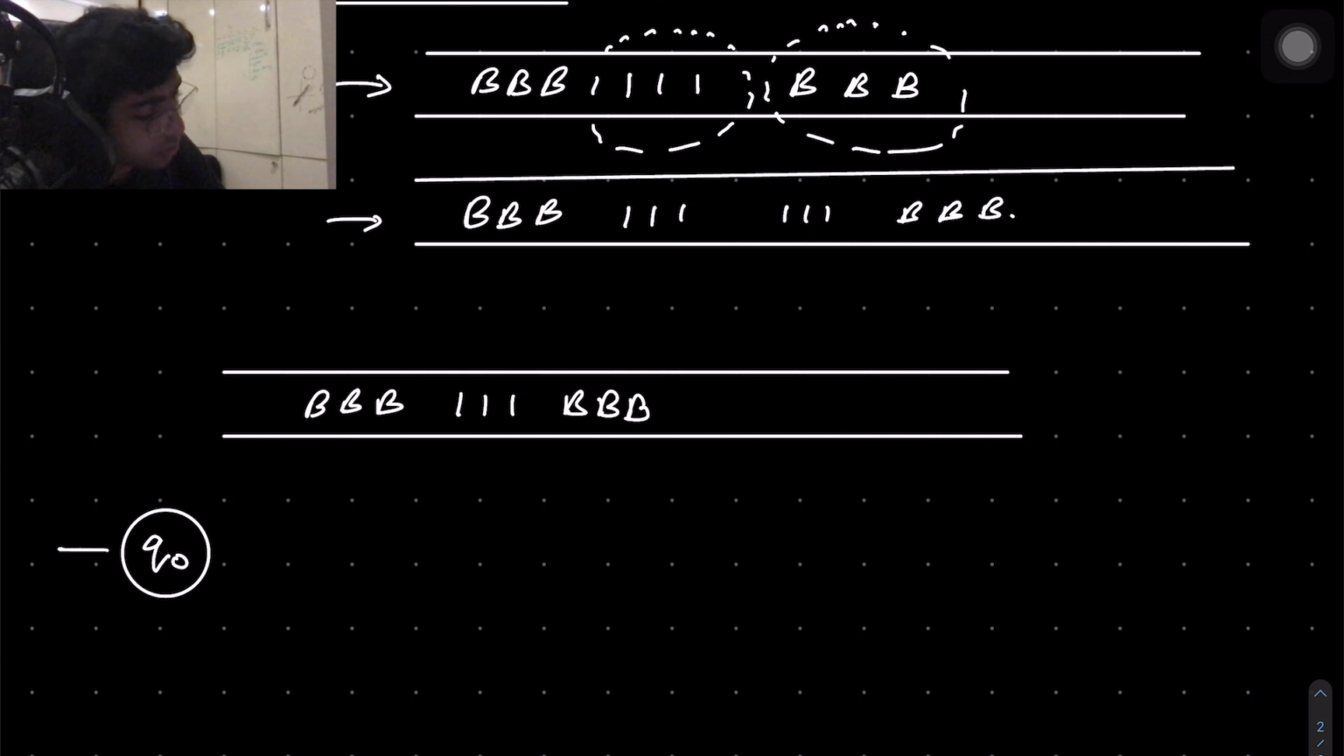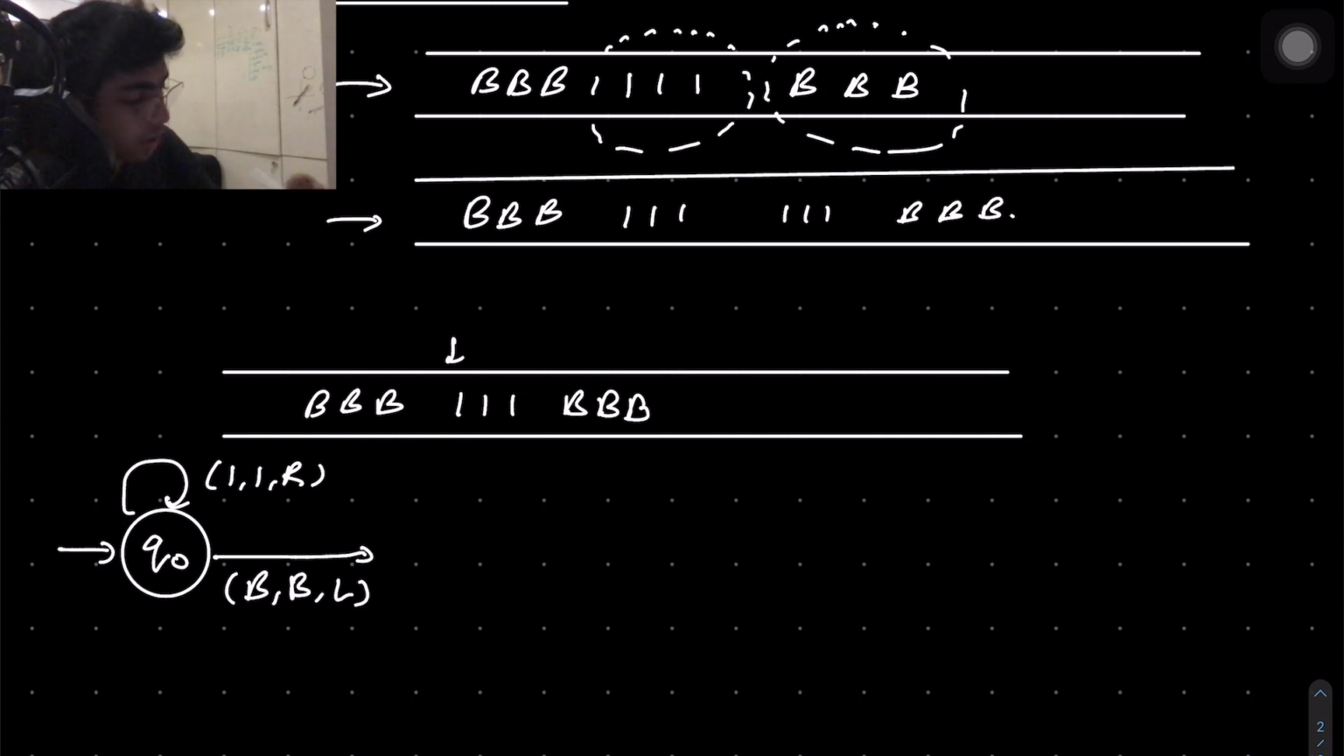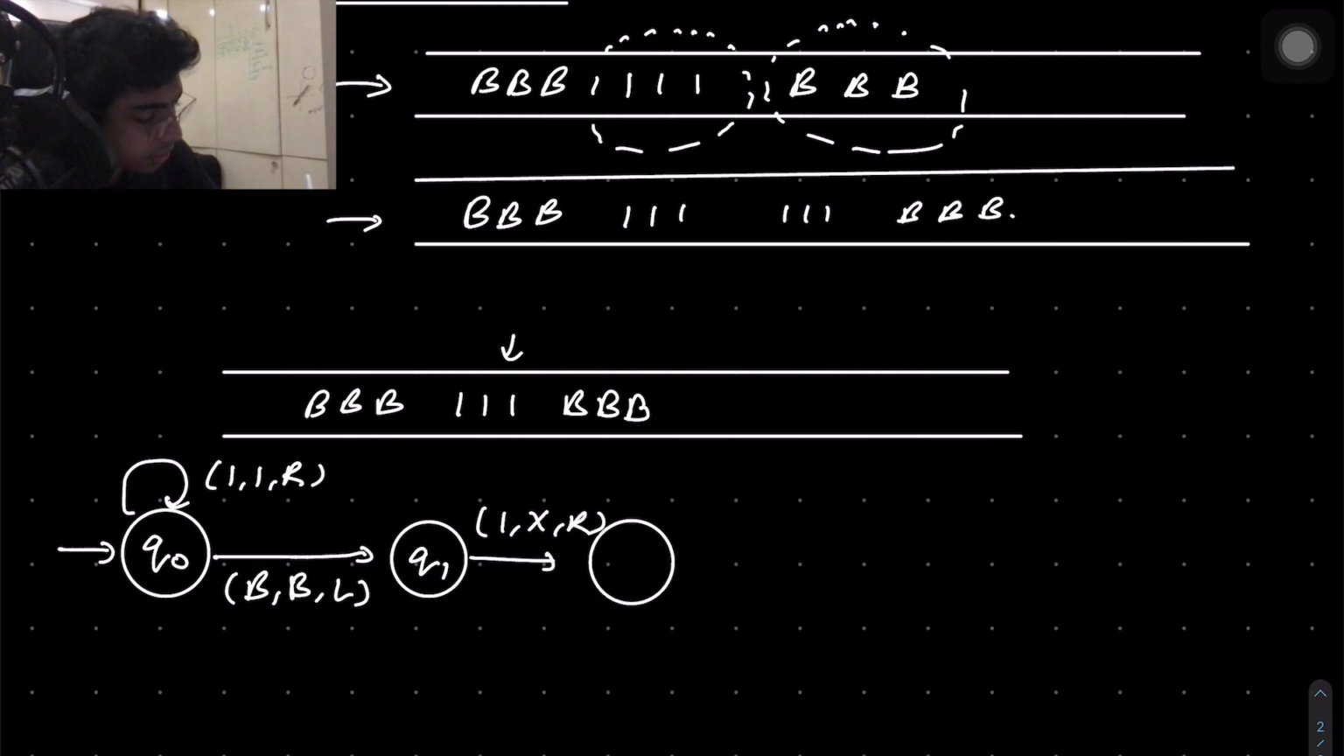So Q0, 1, pointer's over here. I want you to keep going: 1 comma 1 comma right. When you see a blank comma blank, right now, and go left. Okay, so now my pointer is over here. Now I want you to convert this 1 into an X and go right. Okay, I am at a blank.